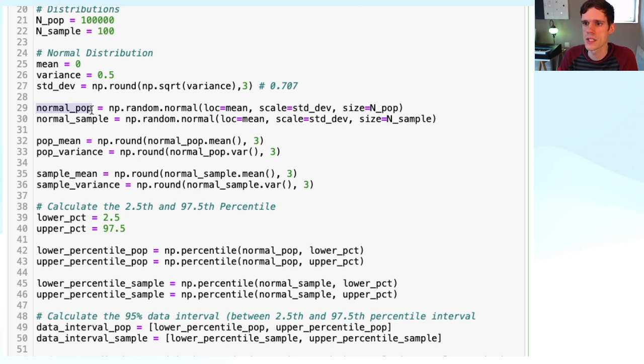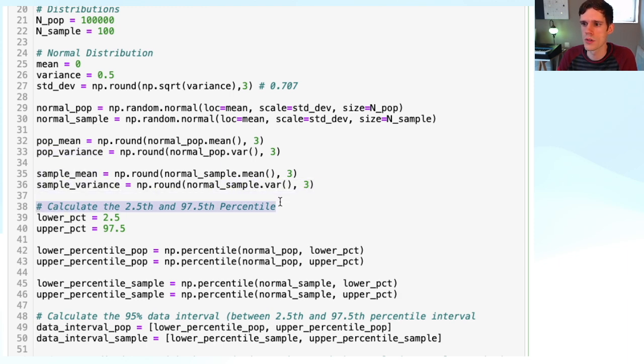Then we generate our population. The normal population is np.random.normal, location being the mean, scale being the standard deviation, and a size of 100,000 points. The same can be done for the normal sample. Then we compute some statistics for our population and sample in the same way as we always do. The population mean, the population variance, the sample mean, and the sample variance.